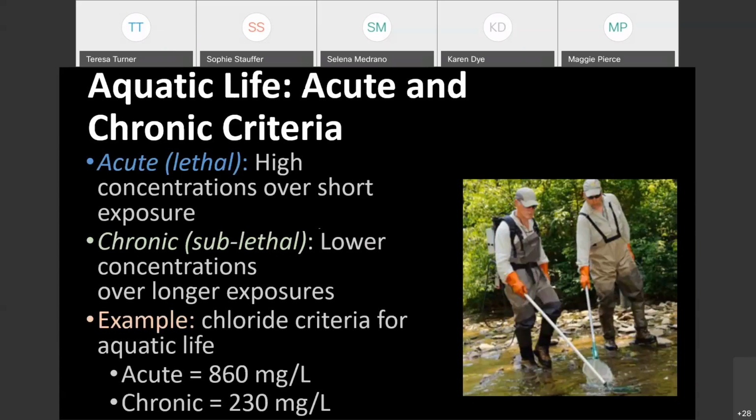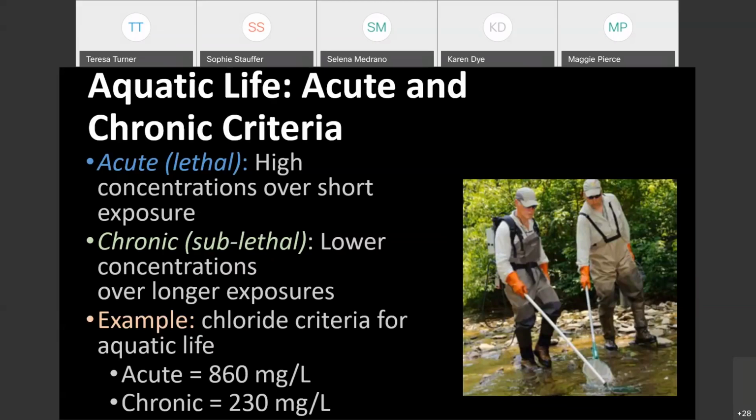It might be reduced growth, reduced ability to prey on other organisms, and they tend to be lower concentrations over longer amounts of time. And this sort of framework that was set up with acute and chronic criteria simply came from observations that organisms can tolerate higher concentrations of contaminants over short amounts of time and lower concentrations over longer amounts of time. And at the bottom of the screen here, we have an example chloride criterion just to give you a general sense of how those two things might relate to each other.